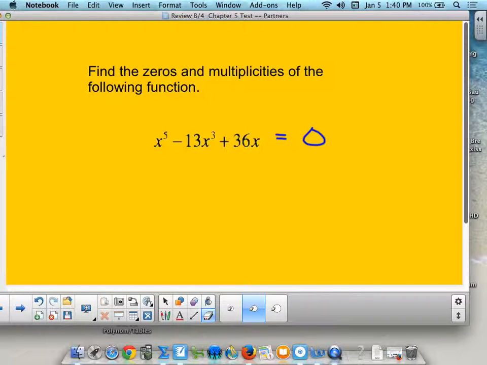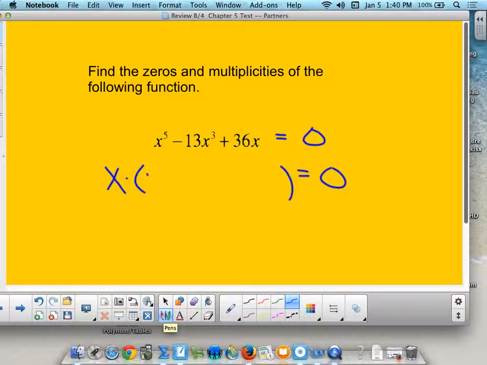Anybody find a GCF or not? X. What is it? Just X? Okay. Is that good enough? Am I done? No, you're not. I got a trinomial. Does this trinomial factor into two binomials?